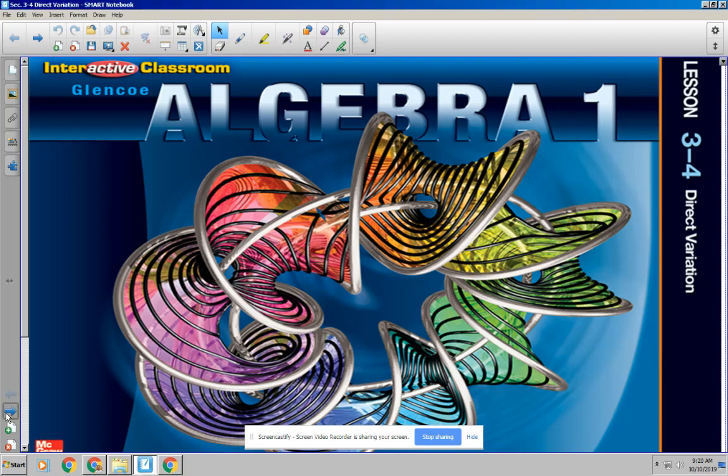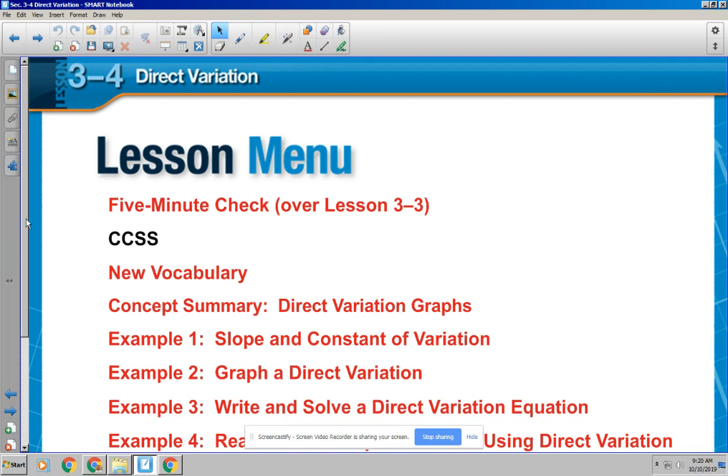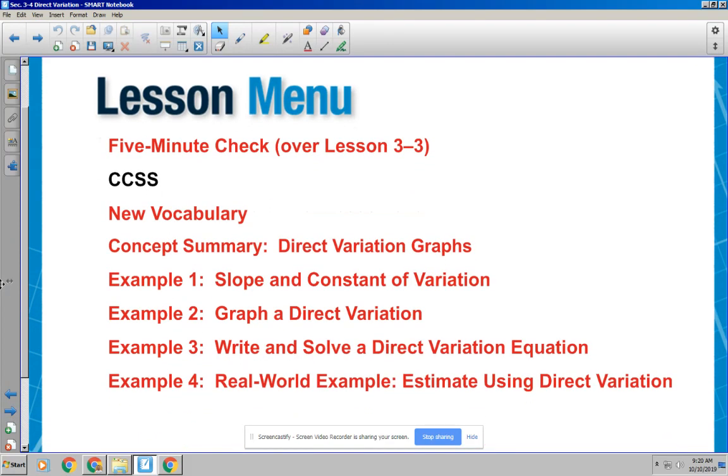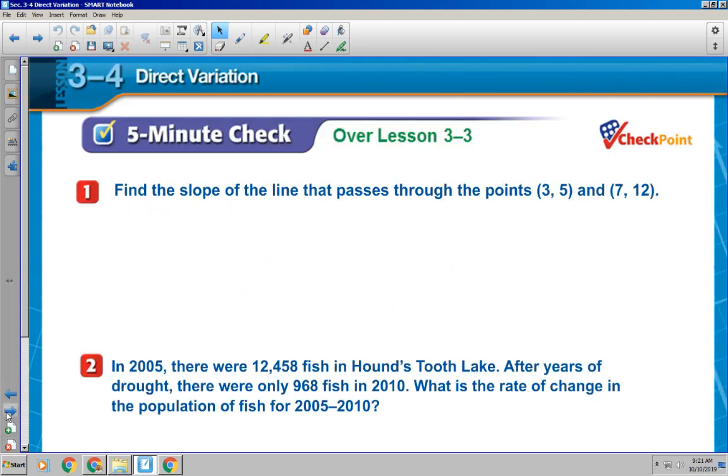So today, here's what we're going to be seeing. What is a direct variation? Up here, that's going to be number one. Then we're going to look at some slopes of direct variations. We'll just quickly graph them. And then, can we write and solve some direct variations? But first, before any of that stuff, we're going to have to figure out what it is.